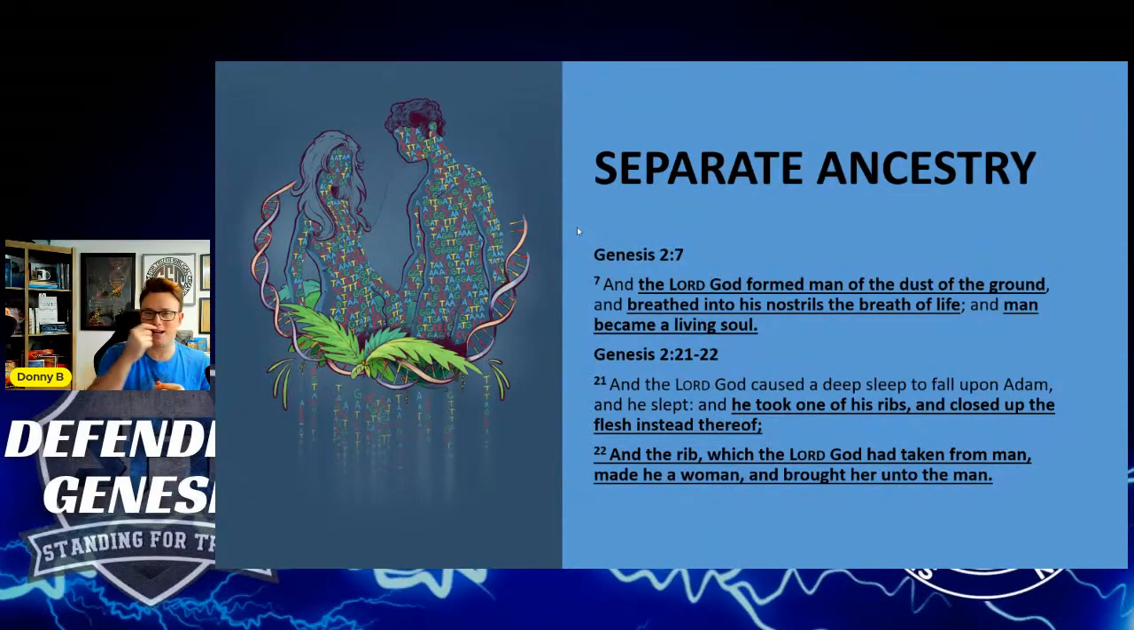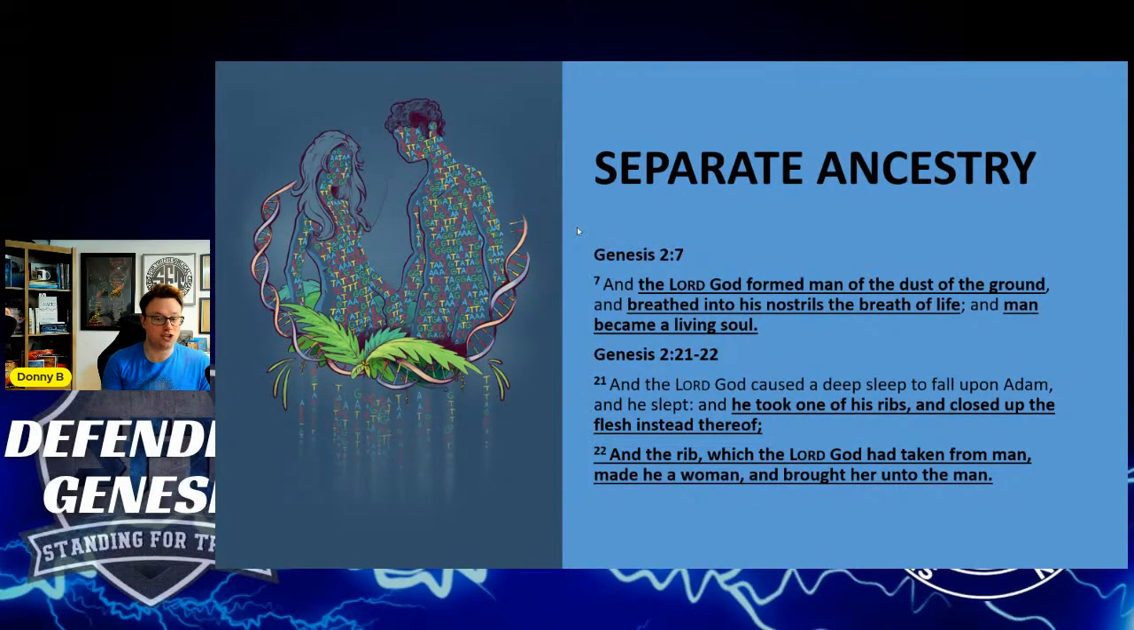Okay, with that out of the way, let's get right into it. We can see here the separate ancestry model. The Bible claims to be the history book of the universe, and so we start from the Bible. Here are several passages directly from the scriptures. Genesis 2:7: "And the Lord God formed man of the dust of the ground and breathed into his nostrils the breath of life, and man became a living soul." This verse is clearly telling us that man was created separately from any other form of life. This includes your great apes, your whales, your pine trees.